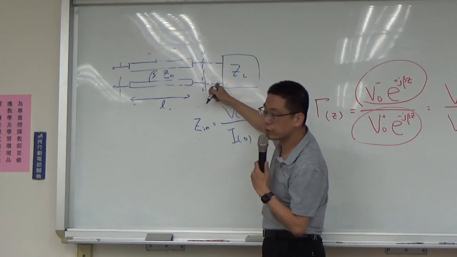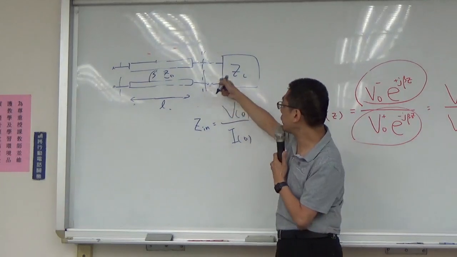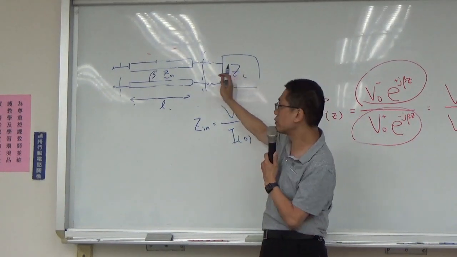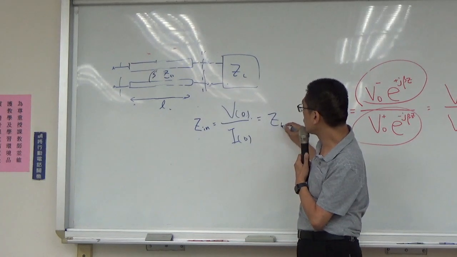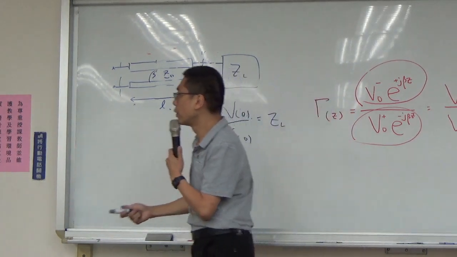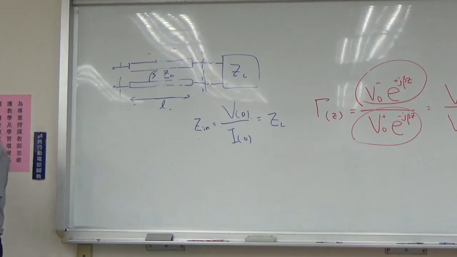At this position, because of the load here, you don't see the other transmission line; z equals 0 here. This is what happened. We already did this. The voltage and the current at that point are here.